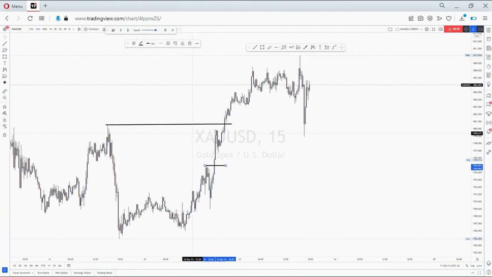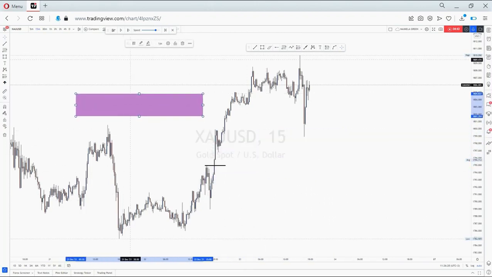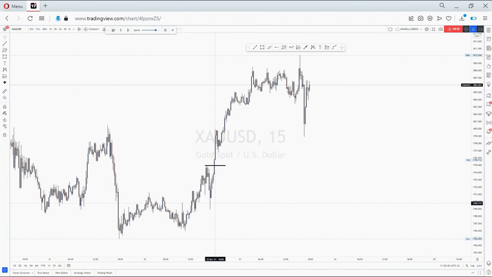If you're using this one here, your first order block will be this one here. This will be your first order block. But for me, I won't use this one here. I'll use this one here. I'll use this one. Then this will be my swing low.